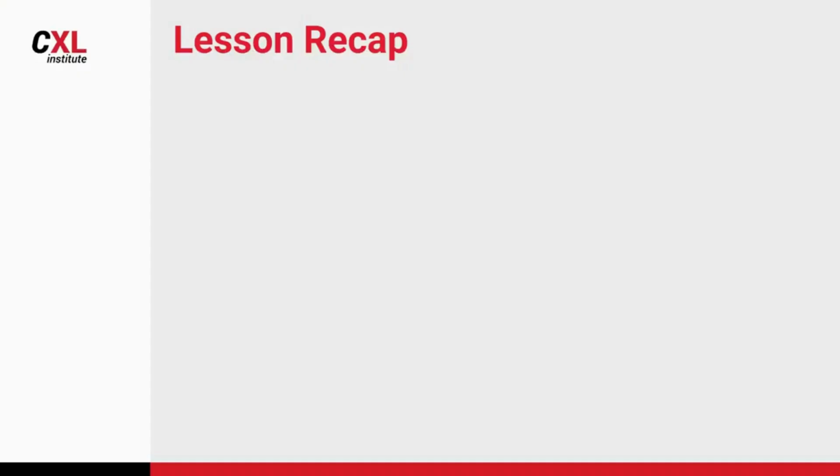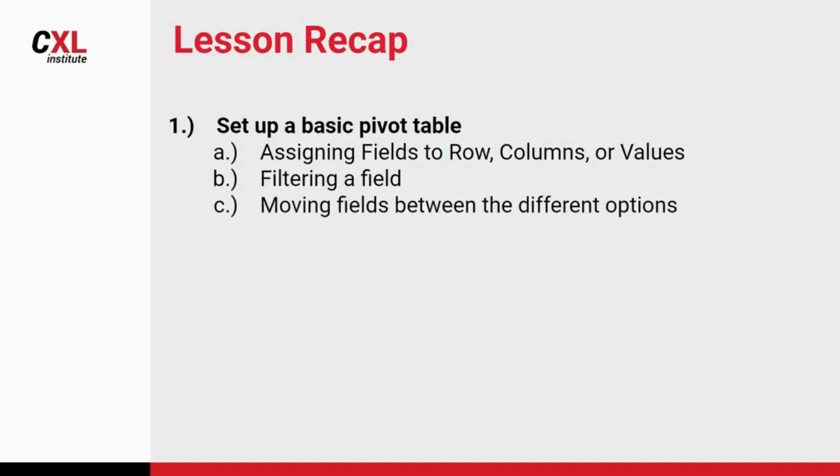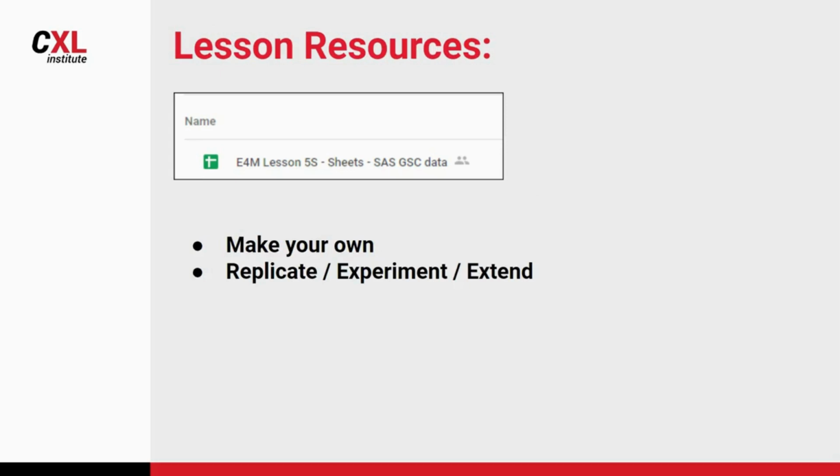Recapping our lesson, we learned how to set up a basic pivot table, which involved assigning fields to rows, columns, or values. We learned how to filter a field and how to move the fields between the different options. Our resources for this lesson include the sheet that I was working in. Always remember to make your own sheet and work with your own data so it'll be more meaningful. And of course, replicate, experiment, and extend everything that I did, particularly with the pivot tables. But we'll go into more detail in the next lesson on some other features of the pivot table that make it even more valuable.